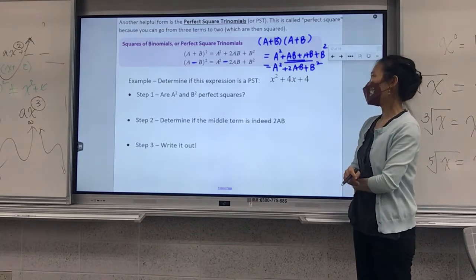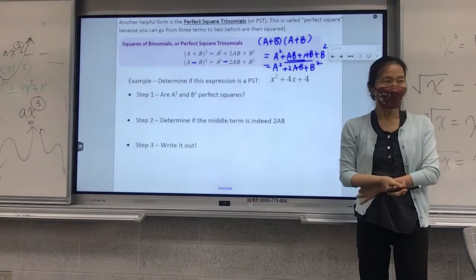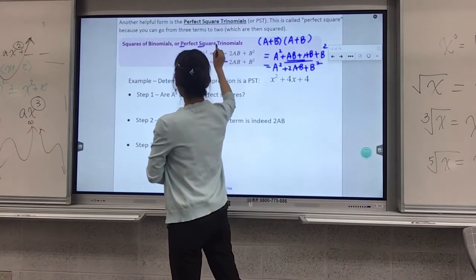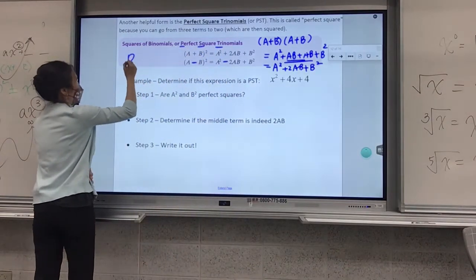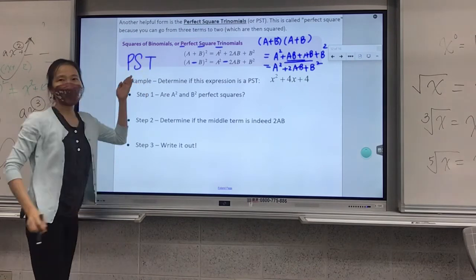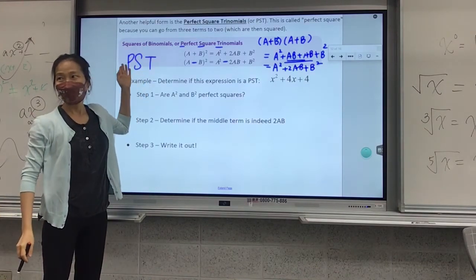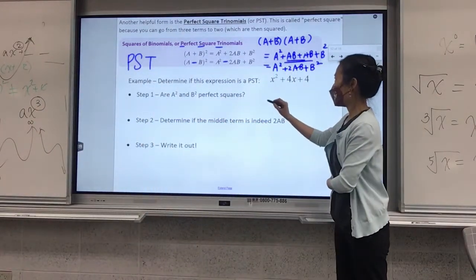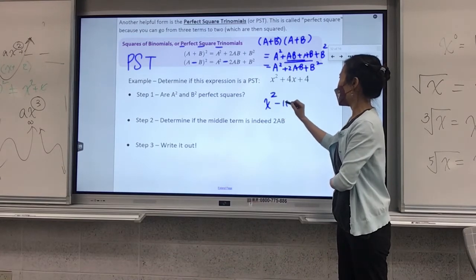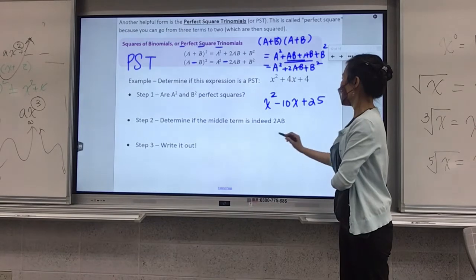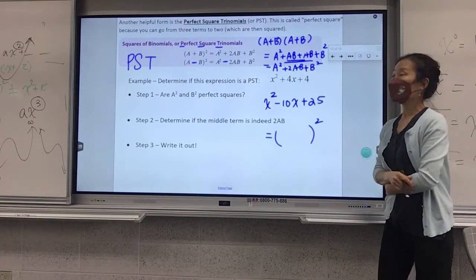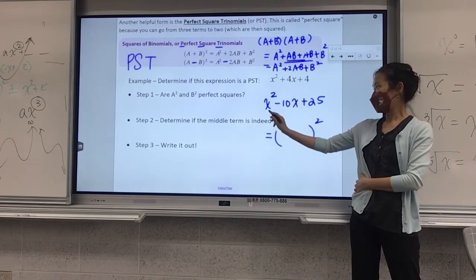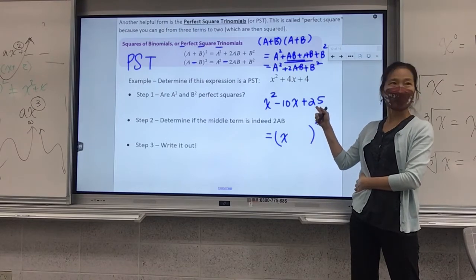So, when I give you a binomial, can we recognize whether it is a perfect square trinomial? Right now, we are going to call this PST. When we say PST, you know this represents perfect square trinomial. So, if I have x squared minus 10x plus 25, is that a perfect square trinomial? Okay, look at the first term. Is that a perfect square? That's x squared. Last term is 5 squared.